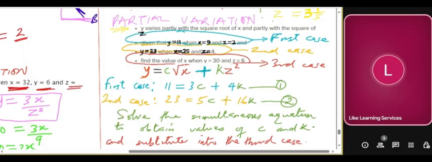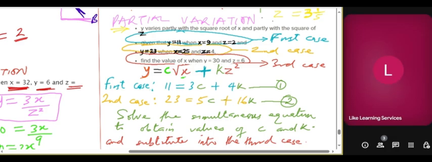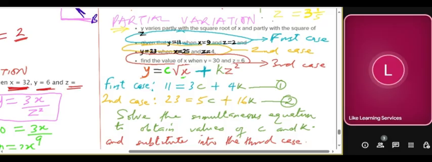All you need to do is just introduce the constants of proportionality. Partly with the square root of x and partly with the square of z. So that's just it. I need you to see this. This is the important equation you will need for all of this.